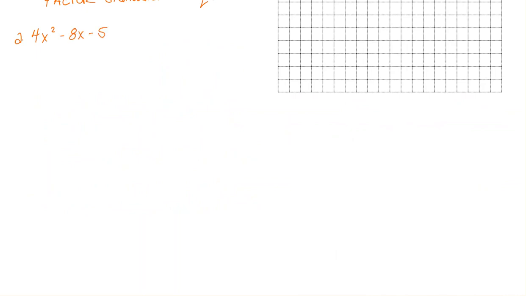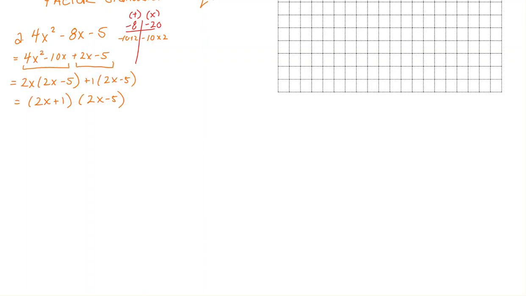If we were to factor this, we need our little t-chart to help us out. We're looking for values that add to negative 8 and multiply to negative 20. Why is that? Because 4 times negative 5 is negative 20. What are those two values? Those two values are negative 10 times 2, or negative 10 plus 2. Go ahead and factor that problem like you have been doing so far. Hopefully you've factored that correctly and you have the same answer that I have. Your factors would be 2x plus 1 and 2x minus 5. Let me make note that these are your factors.